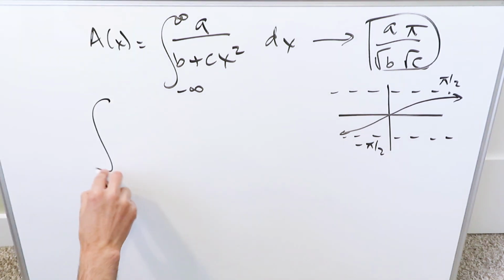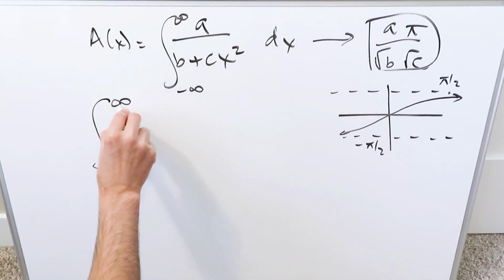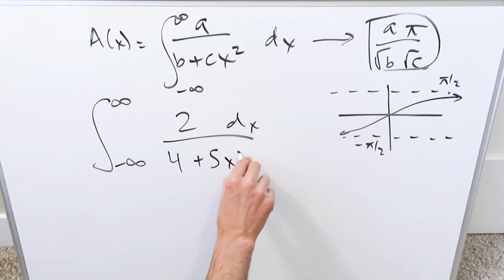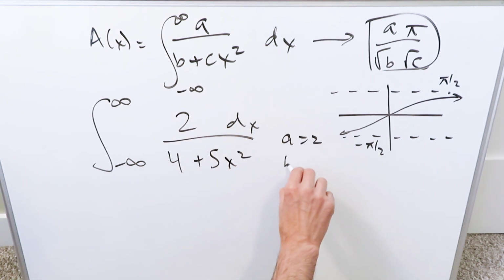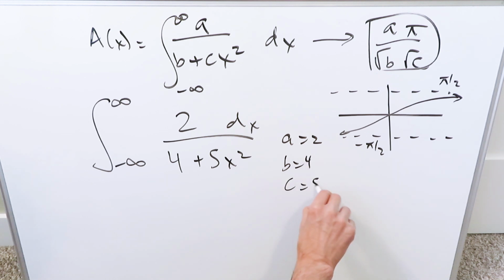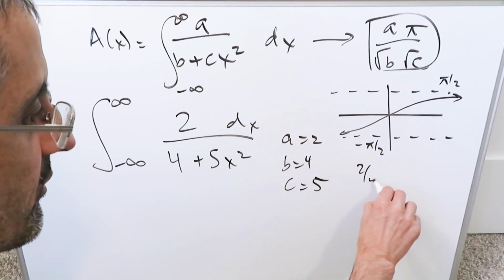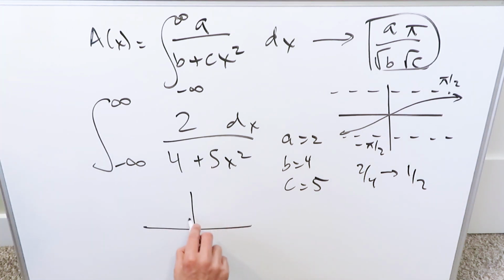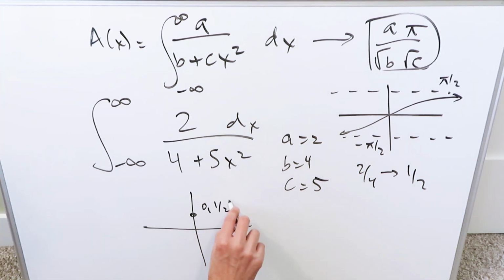We're looking here at a form which is minus infinity to infinity, 2 dx divided by 4 plus 5x squared. I know here a is equal to 2, b is equal to 4, c is equal to 5. My y-intercept will be 2 over 4, which will be 1 over 2. If you want to graph it out, you can. Here it is, 0 comma 1 over 2.